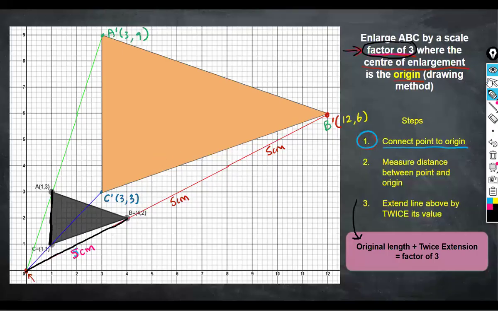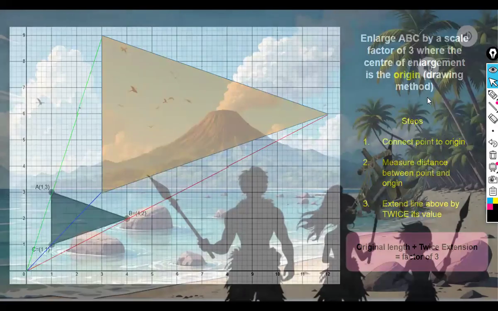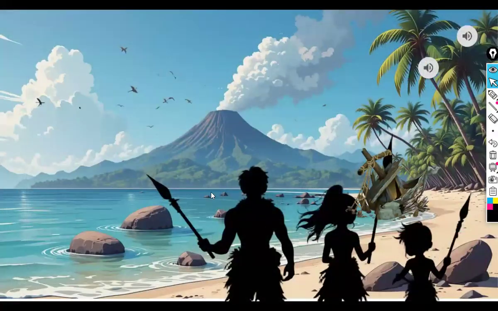Is there another way to do an enlargement by a factor of 3? Other than drawing it, like taking a ruler and measuring the length of the lines individually. Yes, there is, right? There is another way to get the same exact answer. We'll get to it just now, though.